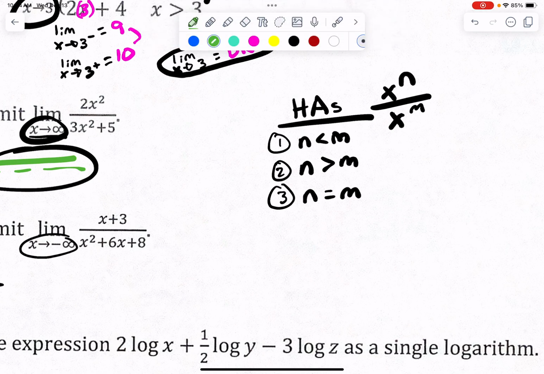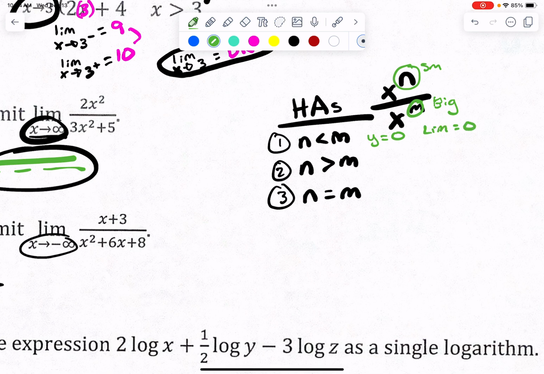So if n is less than m, meaning the top is smaller and the bottom is bigger, he's like going to just sit. He's bottom heavy, right? He's bottom heavy, which means he's going to sit, and his HA is going to be y equals 0, or the limit is going to be equal to 0.